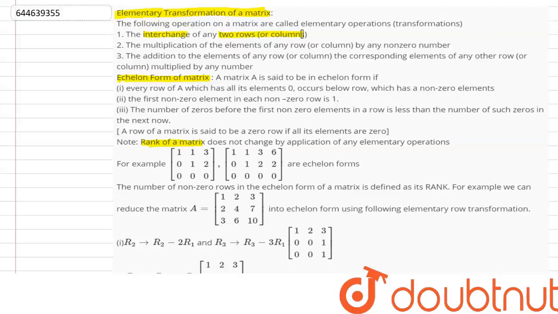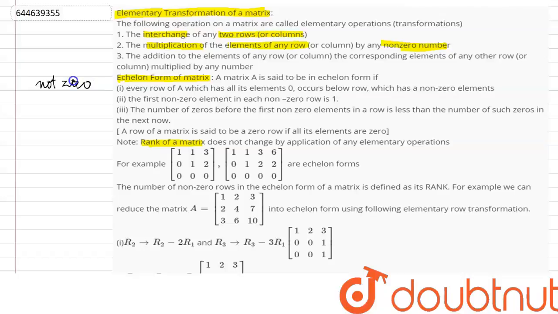Now what is our second elementary transformation? Second transformation is the multiplication of elements of any row or column by any non-zero number. That means we can multiply elements of a row or column with any non-zero number except 0. We can multiply it with any positive or negative number.